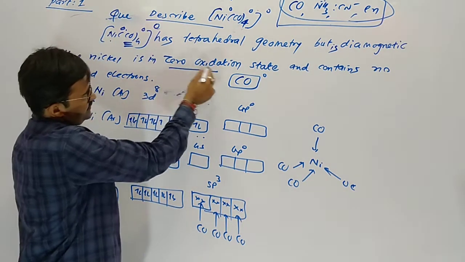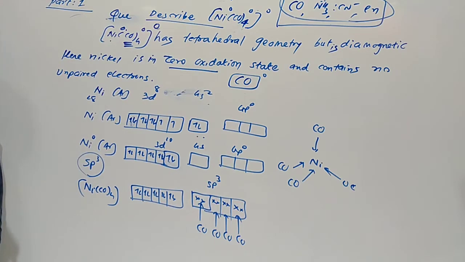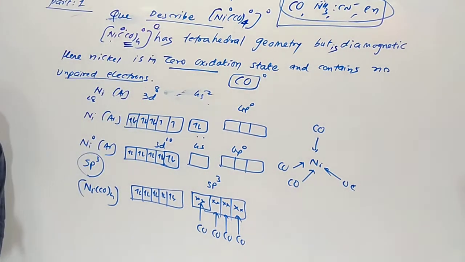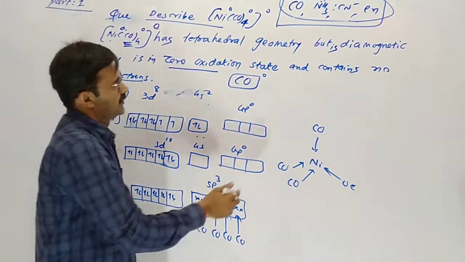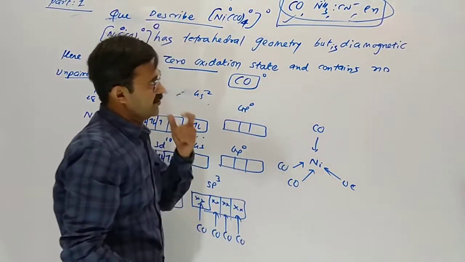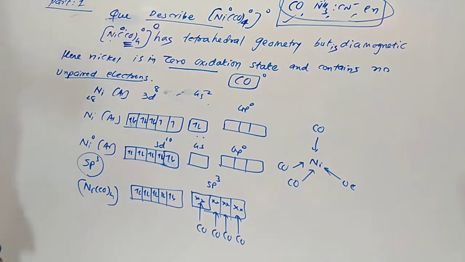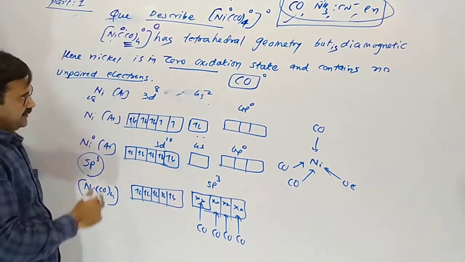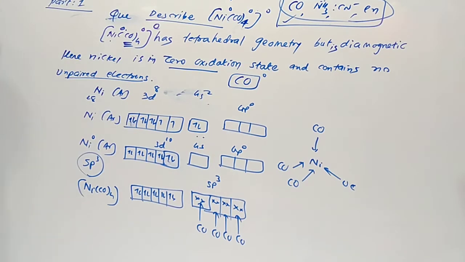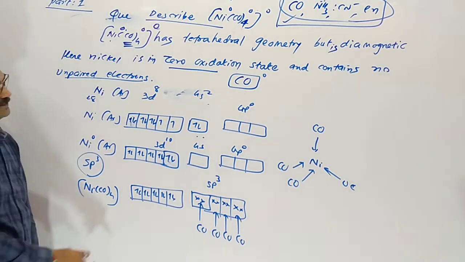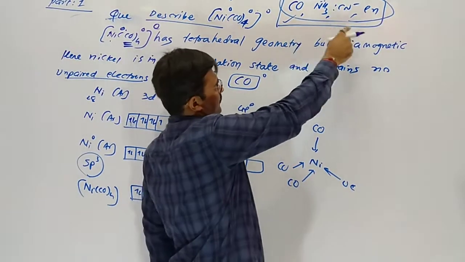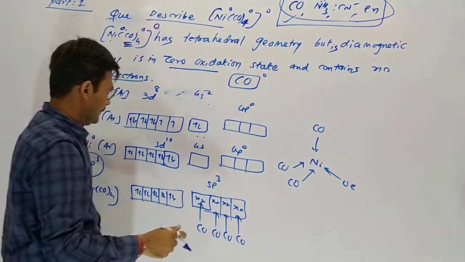So the oxidation number is 0. Understood? And Ni(0) contains no unpaired electrons. The reason is that carbonyl is a strong ligand and is capable of rearranging the electrons of the d orbital, making unpaired electrons paired. Carbonyl is a strong ligand, so whenever even one of the four is given, it is capable.